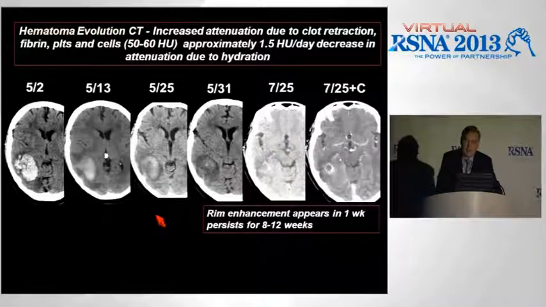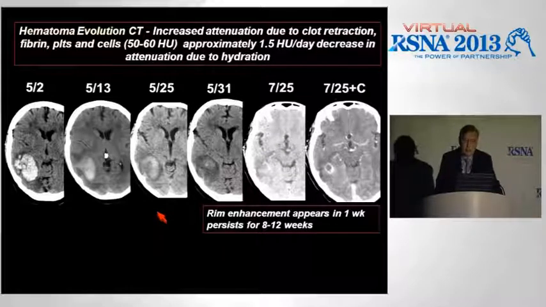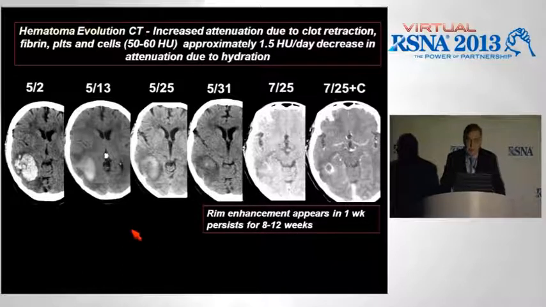Let's talk a little bit about the evolution of hematoma. The hematoma on CT is increased attenuation due to clot retraction, fibrin, platelets, and cells. Typically, a hematoma will have Hounsfield units between 50 and 60, and approximately 1.5 Hounsfield units per day will decrease as the hematoma absorbs water and there's a reduction in the attenuation due to this hydration.